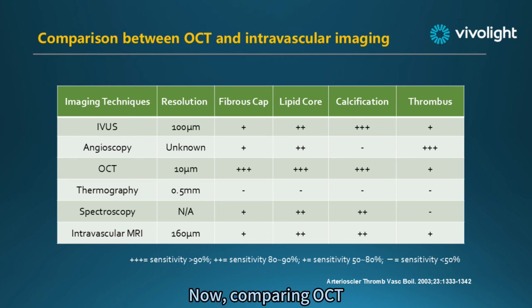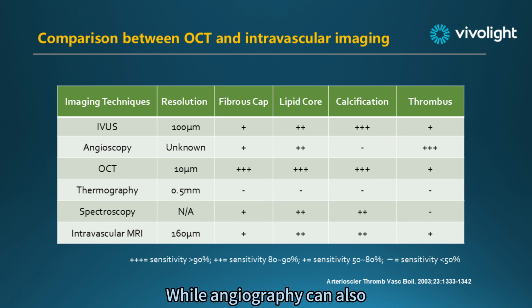Now, comparing OCT to IVUS and angiography. OCT has higher resolution, offering a view similar to histology. It provides significant advantages in visualizing the fibrous cap, lipid core, and calcium. It is also very useful for thrombus assessment.